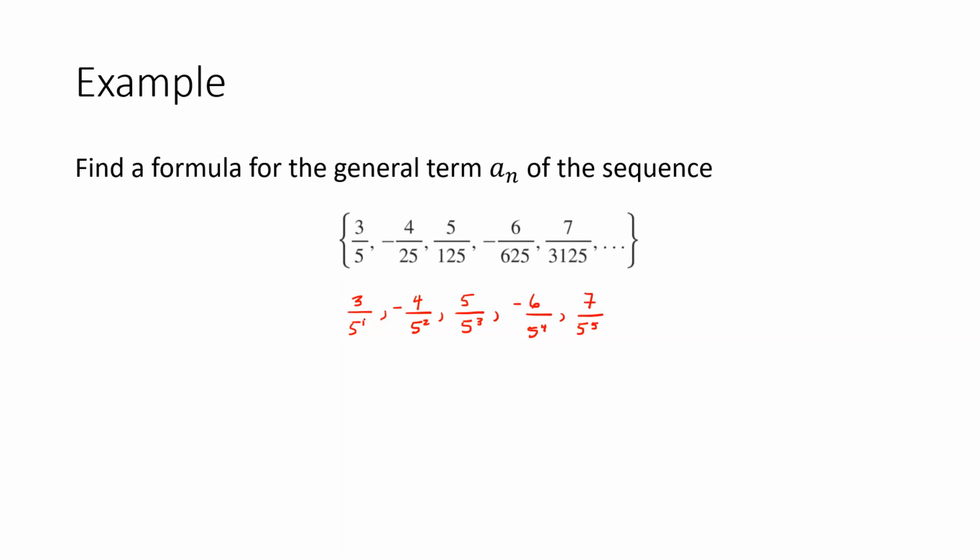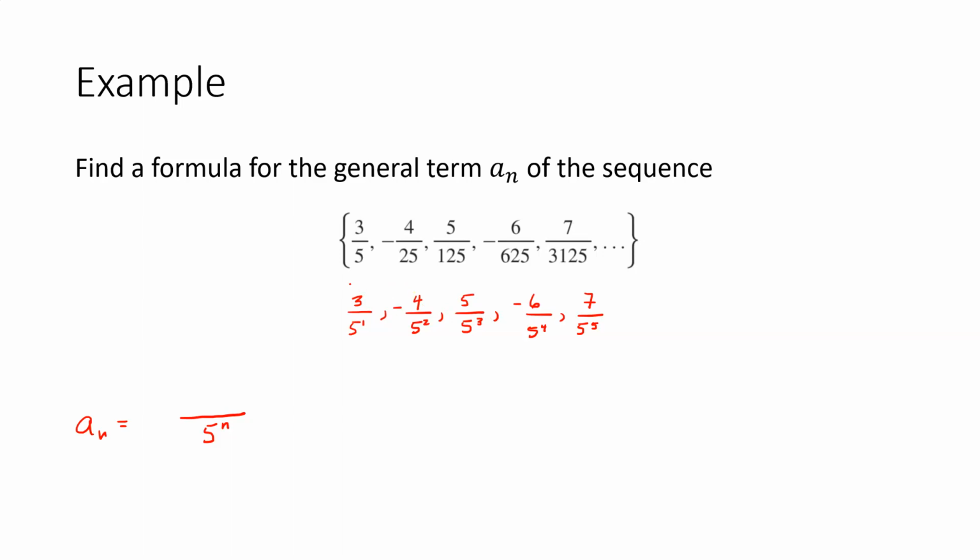So it's easy to see that the denominator for the nth term formula here would most likely have something of the form 5 to the power of n. Right? Because we see there that when n is 1, we get 5 to the 1. When n is 2, we get 5 to the 2. When n is 3, we get 5 to the 3, and so on. Now, how do we get the numerator?